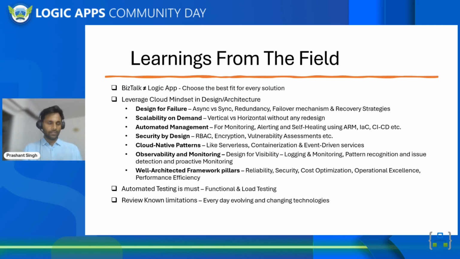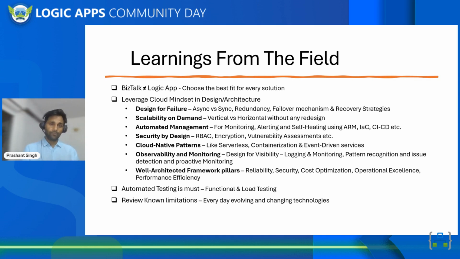And there are multiple things, for example, you should design for failure. So you should think about async instead of synchronous solutions. You should think about redundancy. Even if one node or two nodes go down, how should the other node be able to take the load and process it? What about the failure mechanism? What about the recovery? You should think about RTO and RPO and all that. So design for failure and design for scalability.